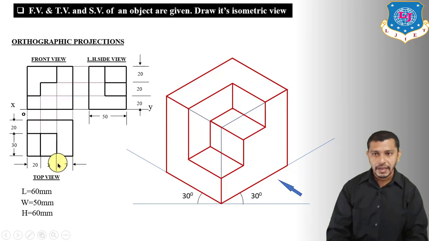At the end, show all the dimensions: 50 width over here, 60 length and 60 height. Show this dimension 20, 20. So 20, 20, 20. This will be also 20, 20. This will be 30. And if you want to draw the isometric projection of the object, we have to convert these dimensions into isometric dimensions. For that, we have to draw the isometric scale. So try to draw this object again by using the isometric lengths of the object.